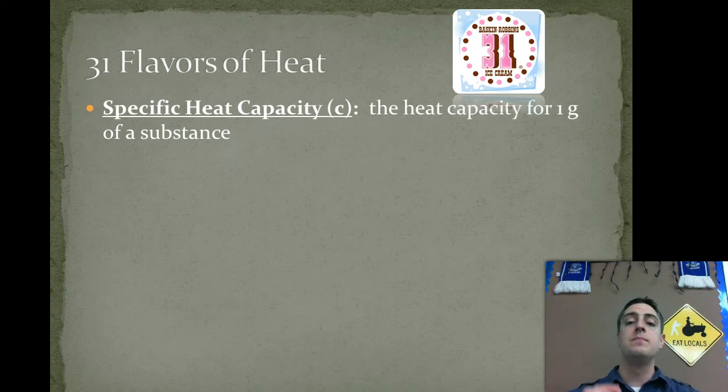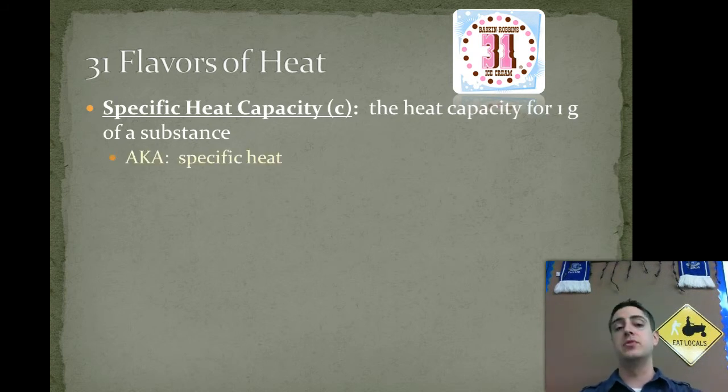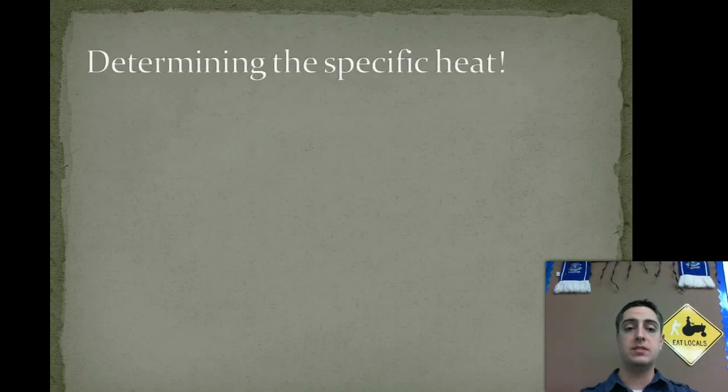Specific heat capacity, which is used more often for calorimetry, is when you have only 1 gram of that substance. It's also sometimes just referred to as the specific heat. And the variable for it is just the little lowercase c, which is going to be something we're going to be using a lot through the rest of this particular lesson.